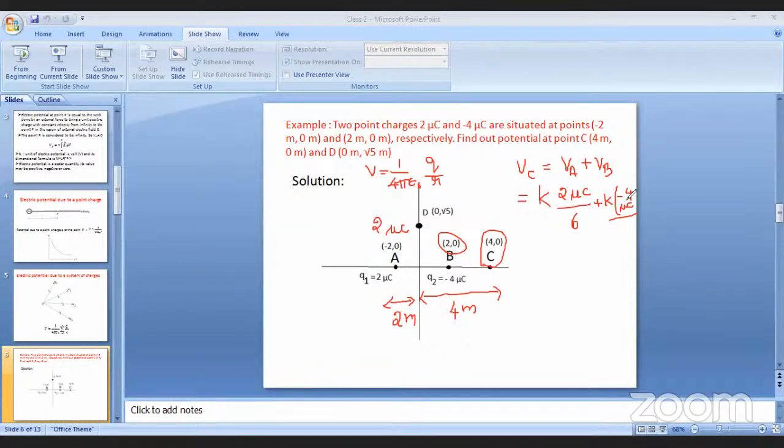And for the potential due to the point charge here, minus 4 microcoulomb, this charge is at a distance of 2 meter from this point C. From here to here it is 2 meter. So here I have to apply 2.